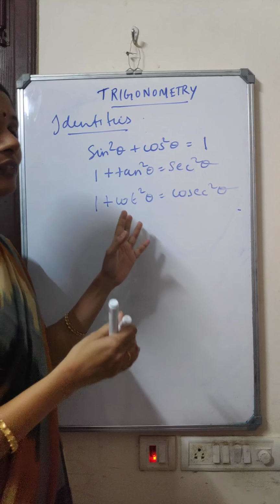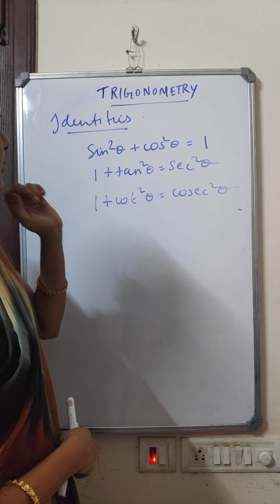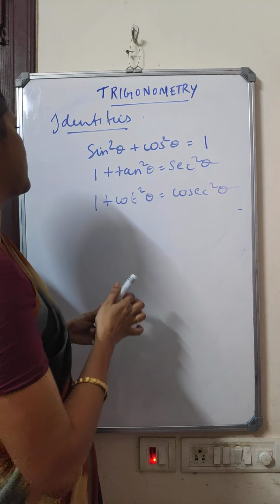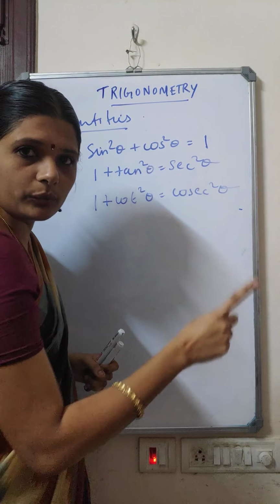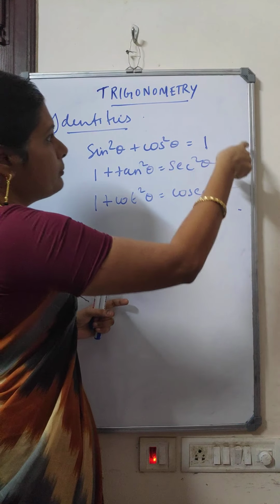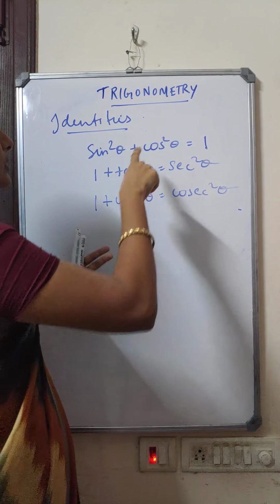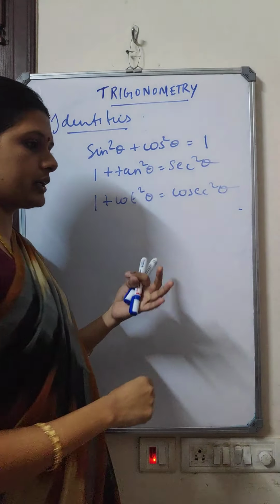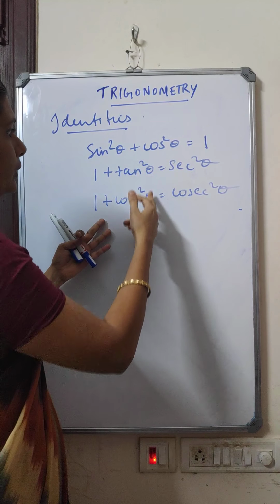Actually, this is not 3 formulas, right? This is like 9 formulas. Why am I saying 9 formulas here? Sin square plus cos square is equal to 1. Then sin square is equal to 1 minus cos square theta, that is the second. So cos square is equal to 1 minus sin square, it is the third. Again, the same thing you can do here also.